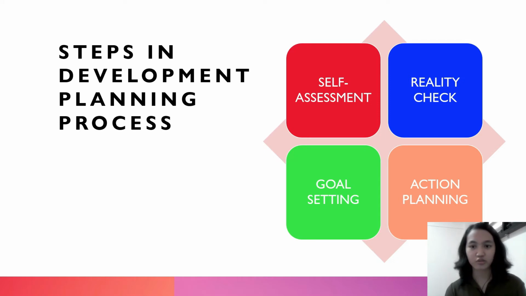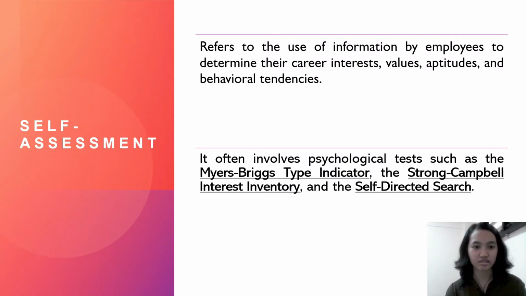The first one is self-assessment, and it refers to the use of information by employees to determine their career interests, values, aptitudes, and behavioral tendencies. It often involves psychological tests such as the Myers-Briggs Type Indicator, the Strong-Campbell Interest Inventory, and the Self-Directed Search.